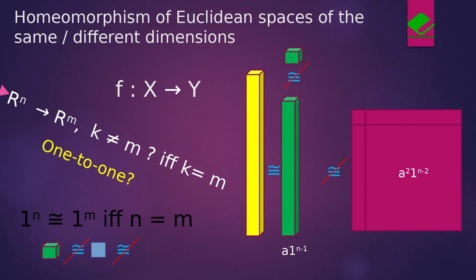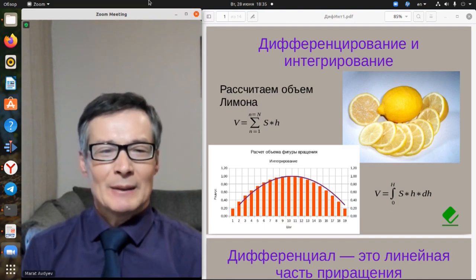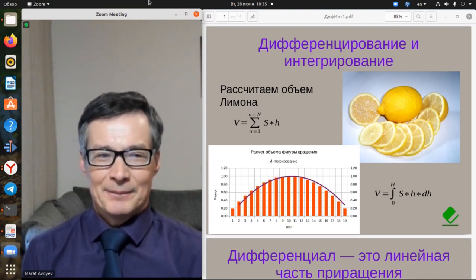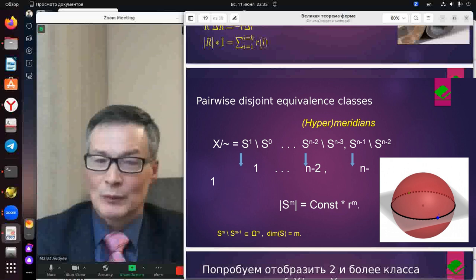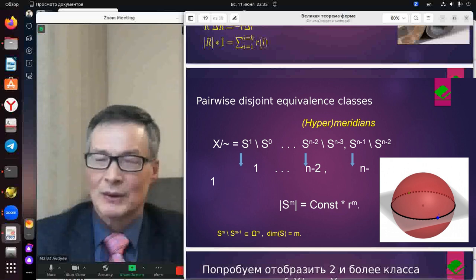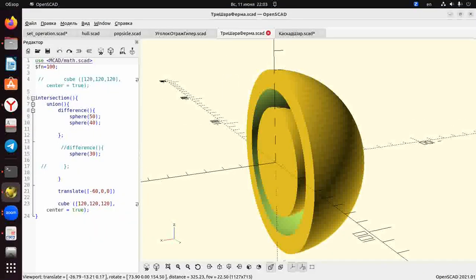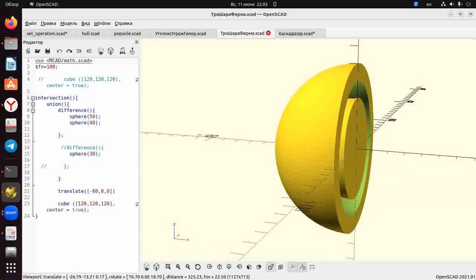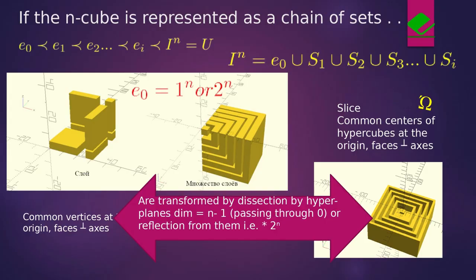It is more usual for high school students to talk about integration, but the application of higher math will be unnecessary here. When explaining the integral, teachers often operate with the notions of splitting a figure into separate pieces or differentials, like cutting a lemon, which are later reassembled into a whole. In other words, there is a similar construction to what we have done. A set of successive spheres around the origin point form a ball. Similarly, a set of layers of an n-cube form the n-cube itself.